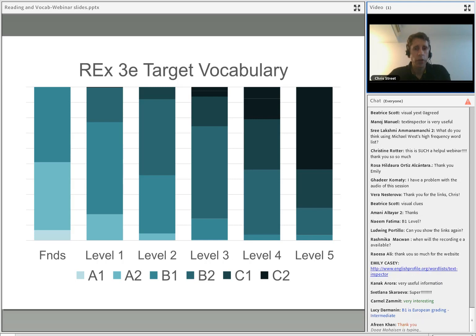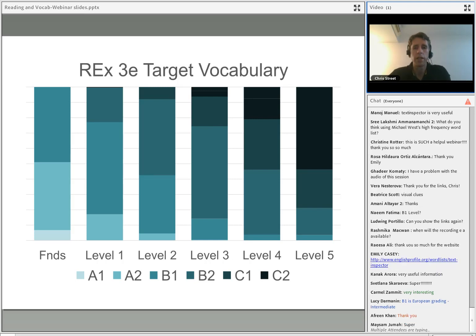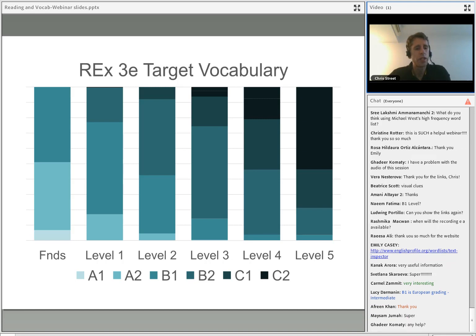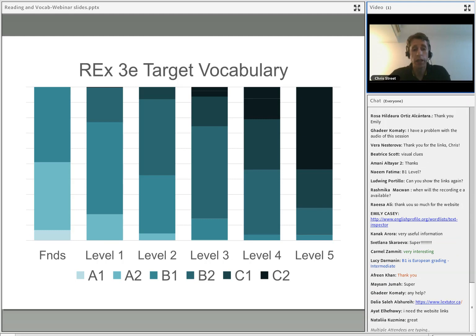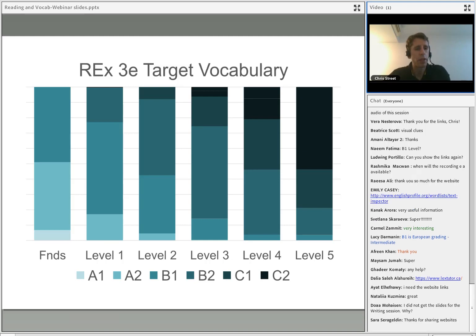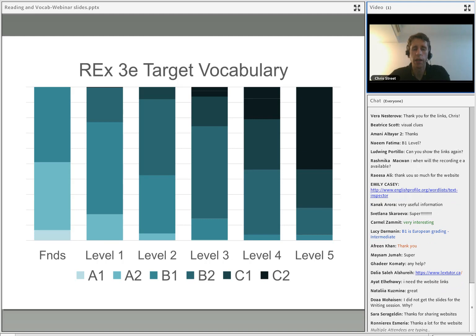And this slide just shows you how the target vocabulary progresses through that series of Reading Explorer. So you can see how the lowest level of Reading Explorer is there on the left, Foundations level. And you can see how there we target A2 and B1 level target vocabulary. By the time you get up to level 5, we're targeting mainly C1, C2 level words. So we start with the core vocabulary, the simplest, most common words in English, and then move up to the less frequent words in the higher levels.